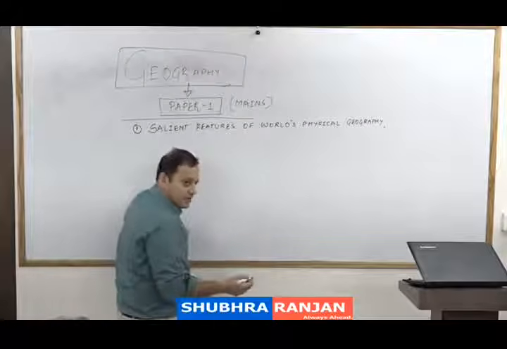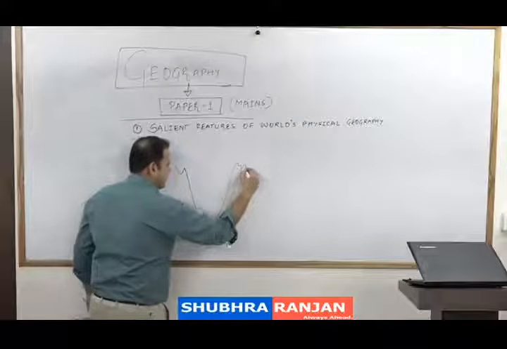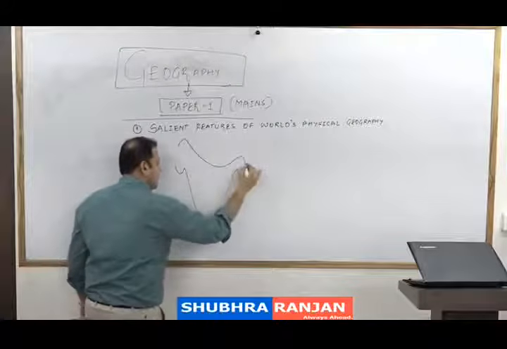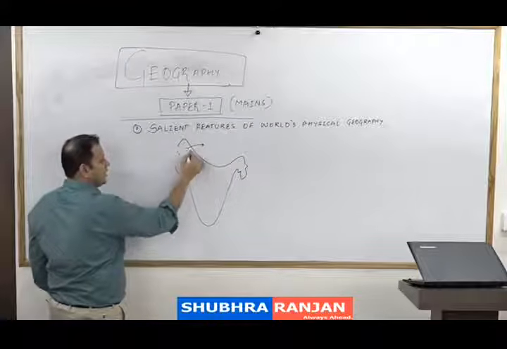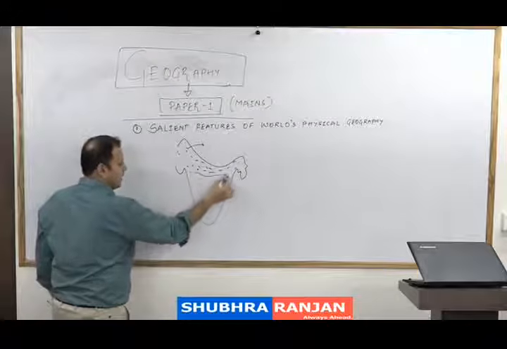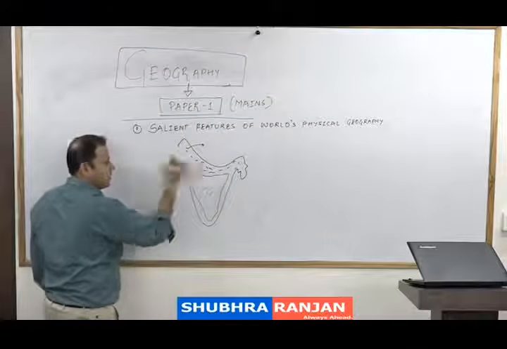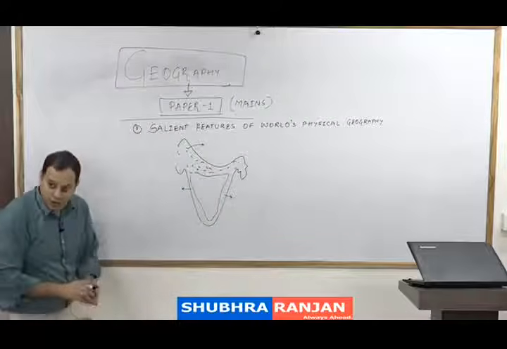Now when we consider this part of India, if we consider the salient features of the world's physical geography, what is there in India? There is the Himalayas. After that we stay in an area which is known as the Great Plains of India. After that we have a land mass which is known as the peninsular plateau. After that we have the land masses which are known as the coastal plains.